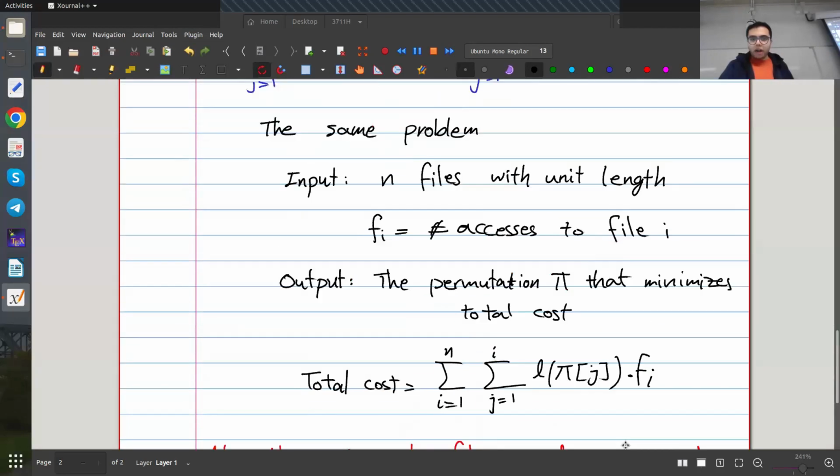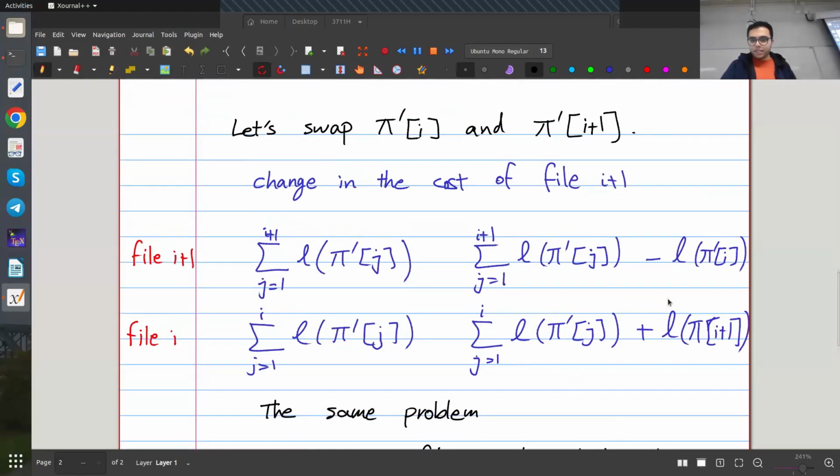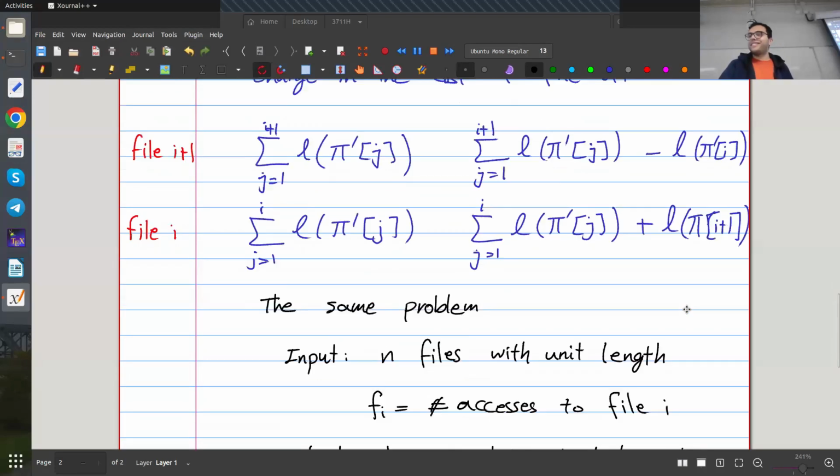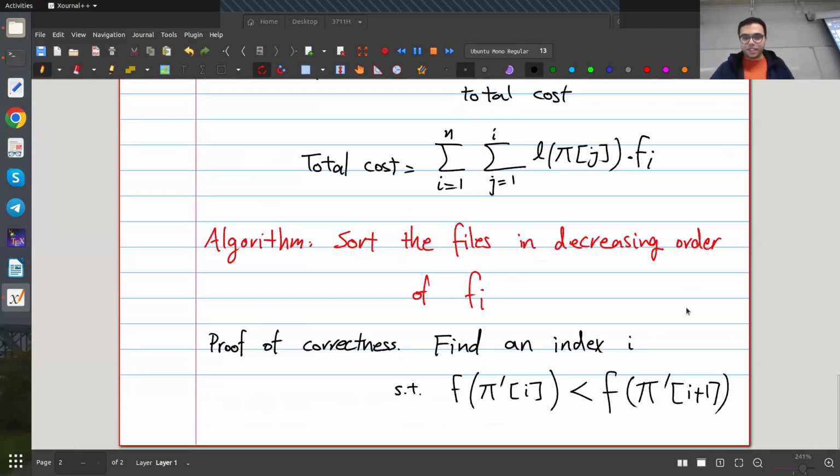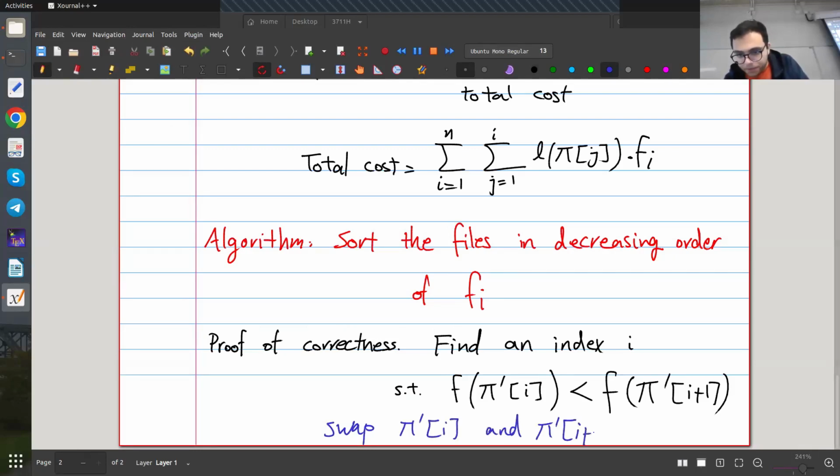Okay? Now, I'm not going to write this again because the only difference is that instead of L, I have F. Right? So the idea is just the same as before. Swap P prime I and P prime I plus 1. Okay. So we've seen two variants already.